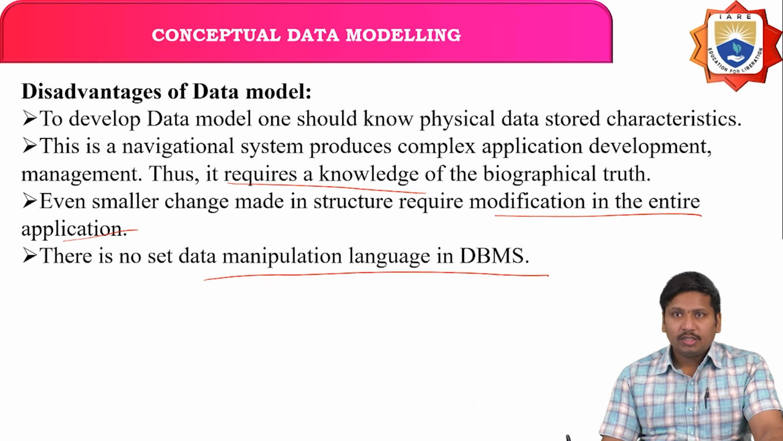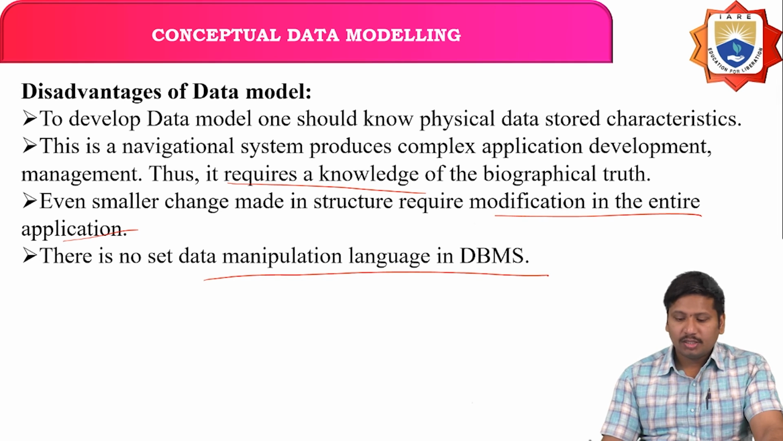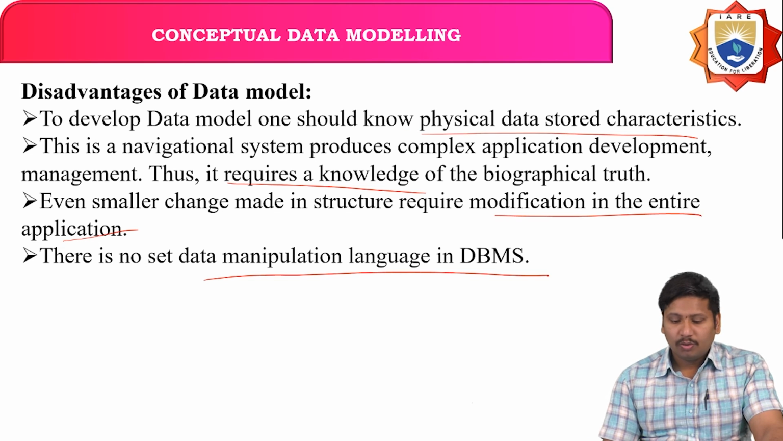So the disadvantages of this data model are, first, that one should know the physical data characteristics. Without knowing that, the physical model cannot be implemented properly. And if the navigation system produces complex application development management, then it requires some knowledge of the biological root.